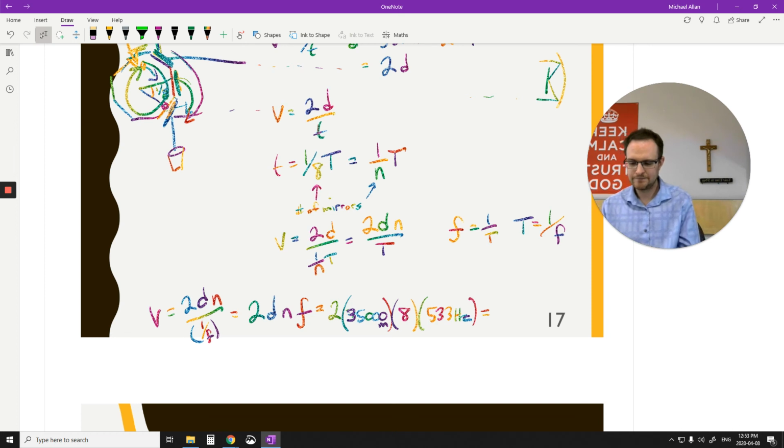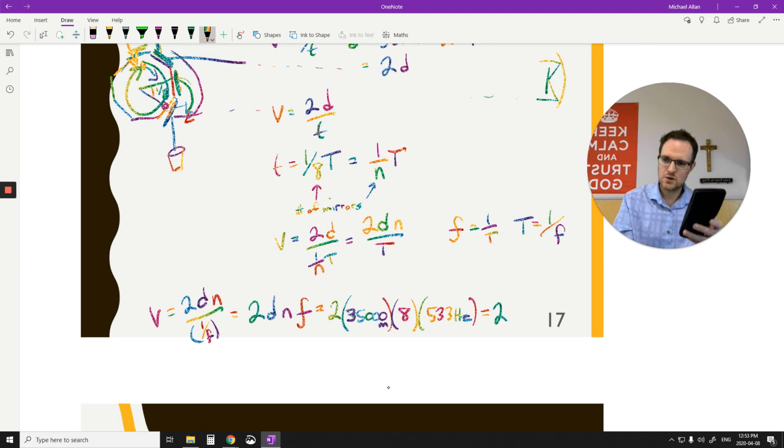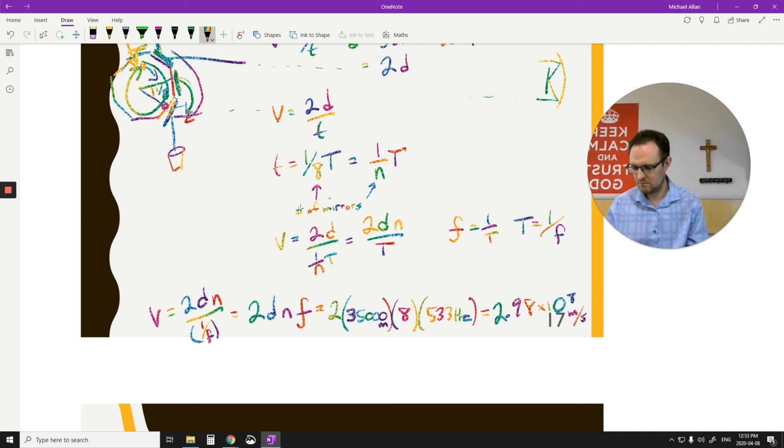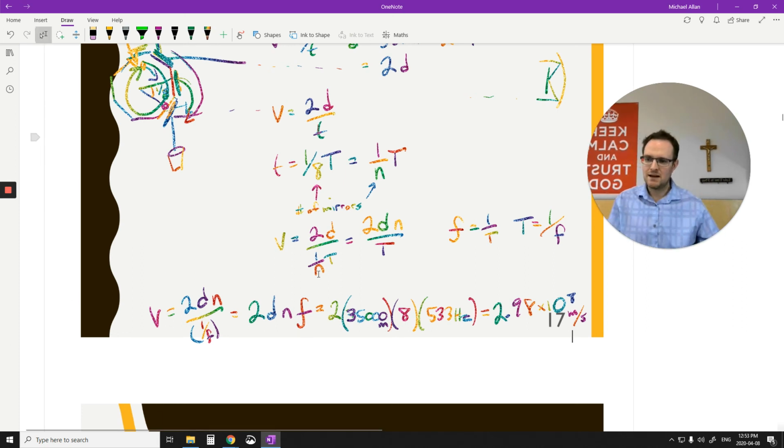Pull out our calculator. We get 70,000 times 8 times 533. This is just some of the math in our head here. And we get 2.98 times 10 to the 8 meters per second. If I use the 553, I get 3.01. I get pretty close to the numbers that we should be getting. So that's how he calculated the speed of light.